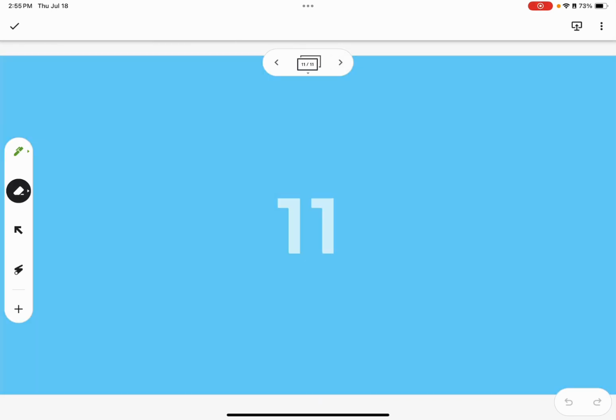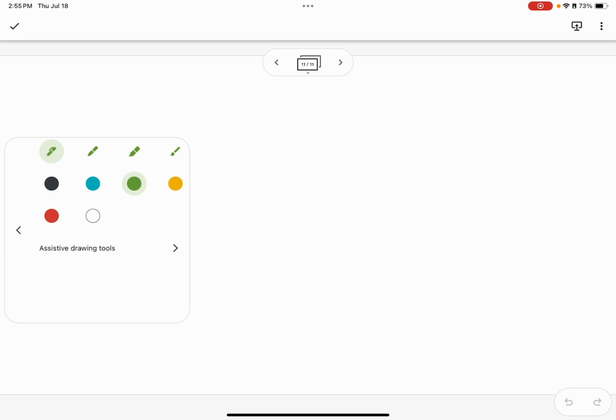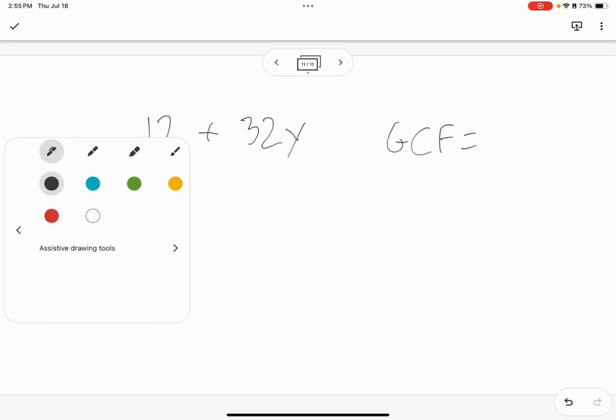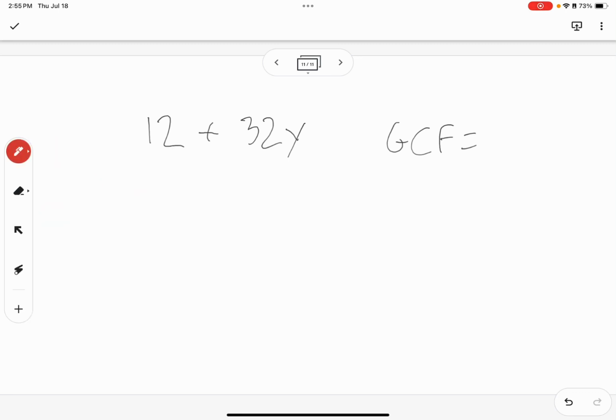So let's see if we can figure this one out. I'm going to write this down, and you pause it and see if you can figure it out. We're going to factor 12 plus 32y. You're going to want to figure out what is your greatest common factor. Remember to use the factor tree, and go ahead and pause it. And now I'm going to go ahead and give you the answer.